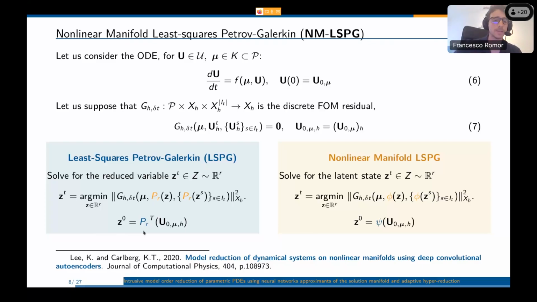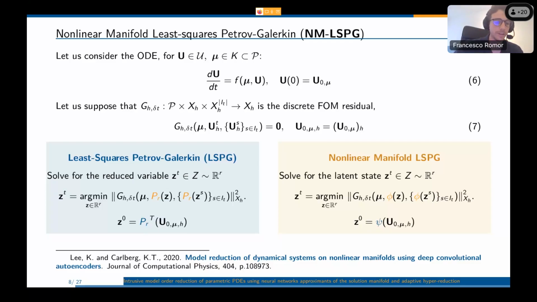So what you do next is, if you have time and parameter, you have to find the solution at the next time step, solving these least square problems. So I'm minimizing the residual. And in this case, instead of the state u_h, you plug in the reconstruction from the latent variables. Of course, if your PDE has an affine decomposition with respect to the parameters, you can save the reduced matrices offline, and the procedure will be efficient.